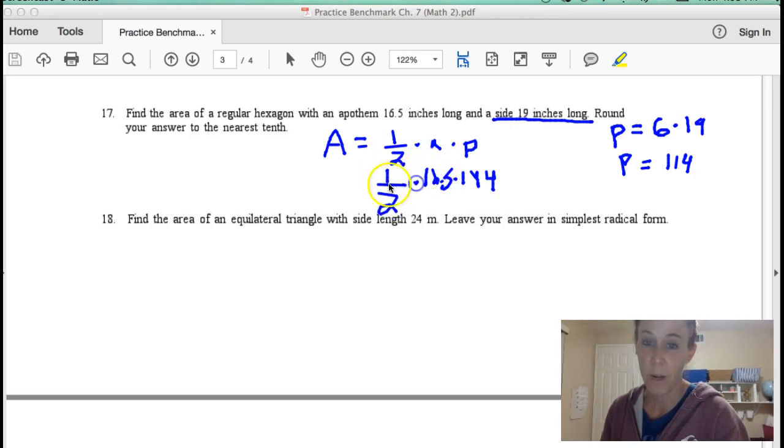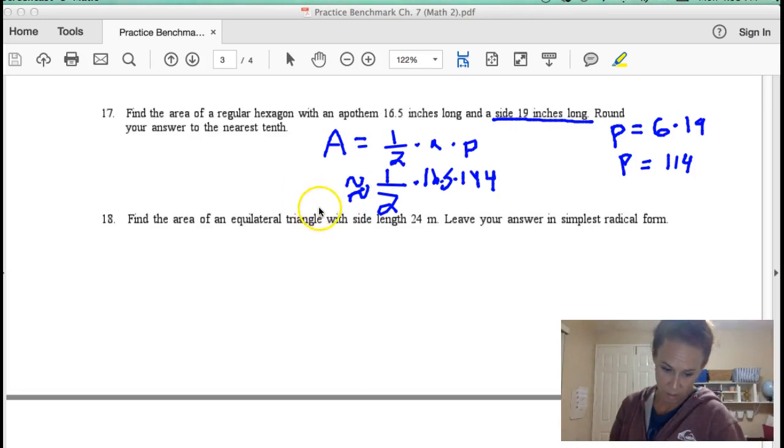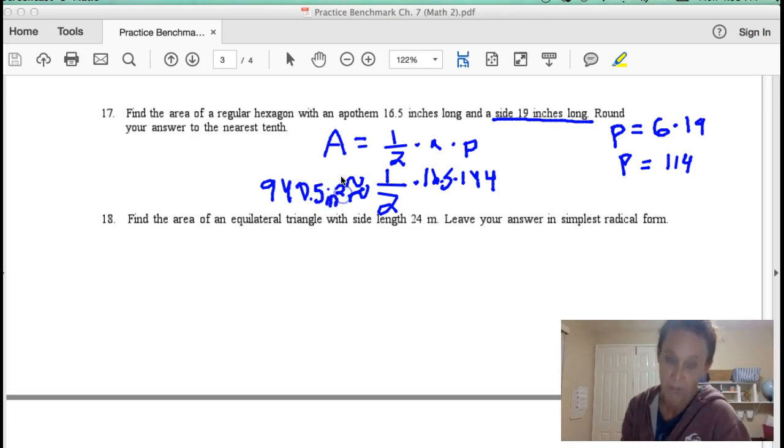All right, so I have 1/2 times 16.5 times 114. That's going to be equal to my area. And I just plug that in on a calculator and calculate that out. After you do the calculations, you should get approximately 940.5, and that will be inches squared. So this one, you didn't have to calculate anything using the apothem and the perimeter. They just want to make sure that you know that formula.